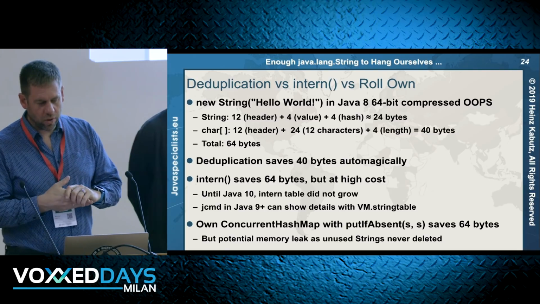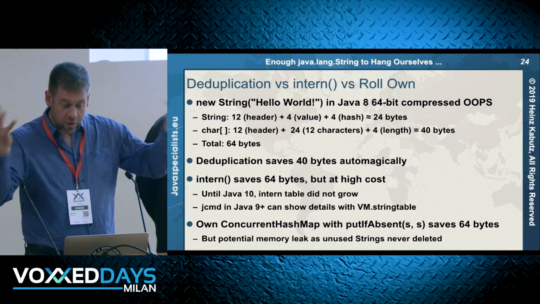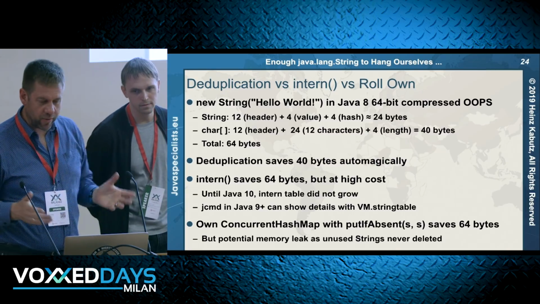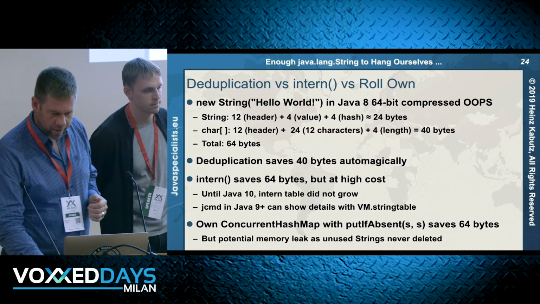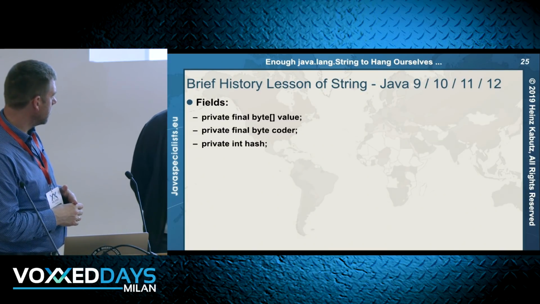But of course, if you're using intern or a concurrent hash map, it will actually be saving even more memory. Now, is it over to you yet?